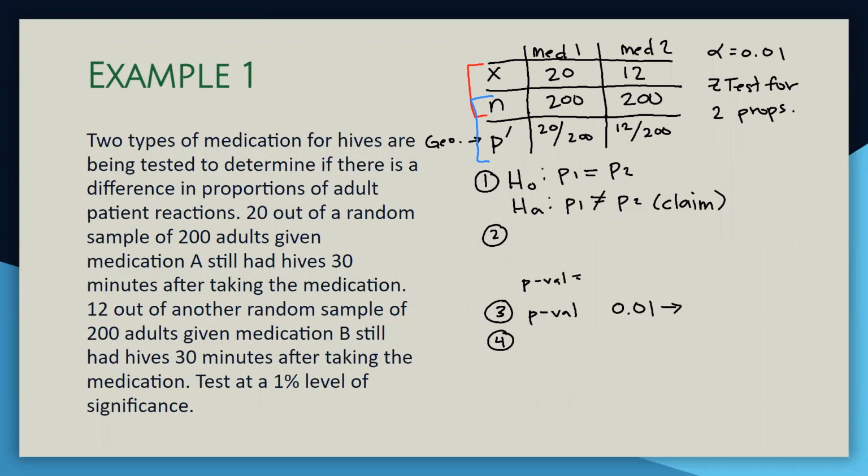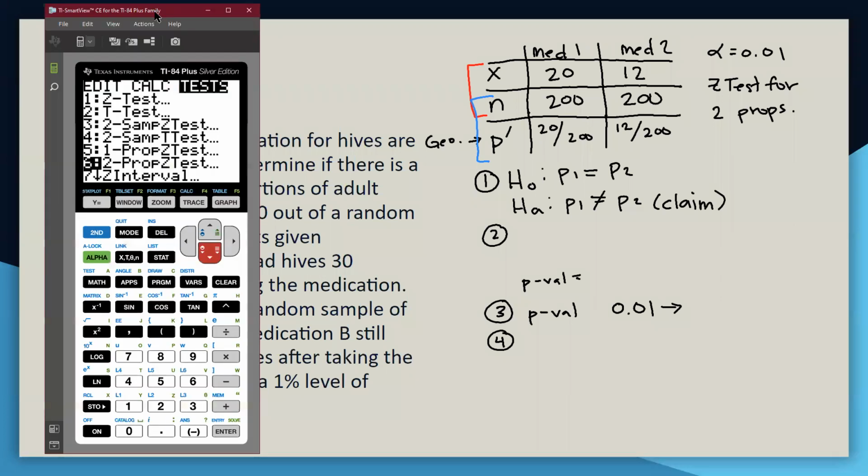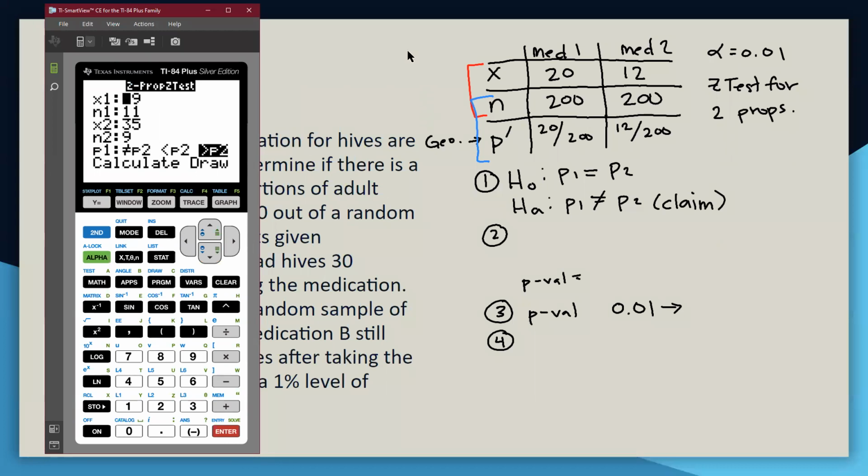So let me pull my calculator over so we can see it. I'm in the stats test menu, and you can see option 6, 2 prop z-test. And I'm going to jot this information down so I can show my work. So 2 prop z-test, and then let's write down what it's asking for.